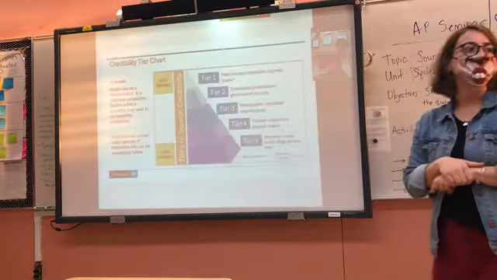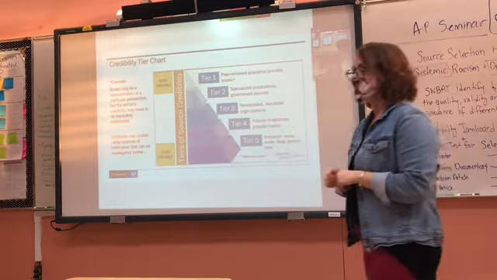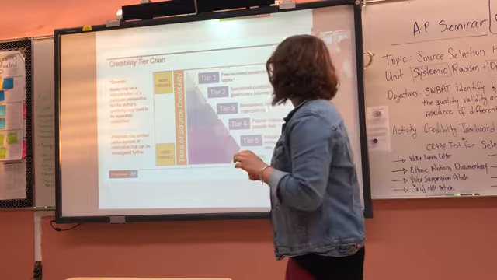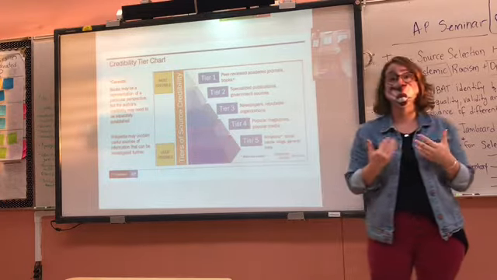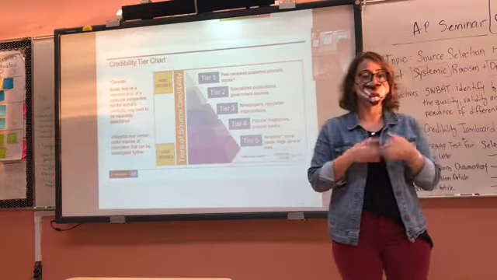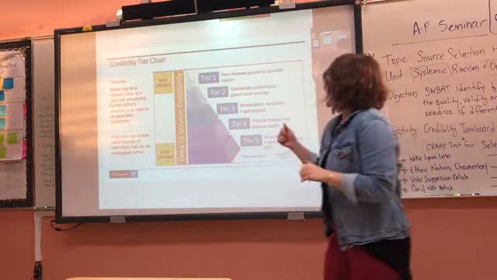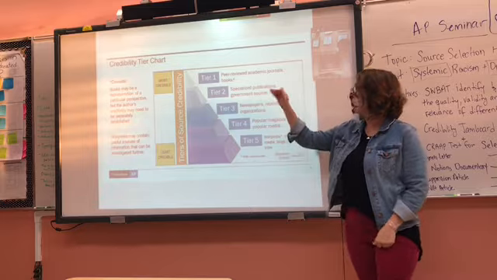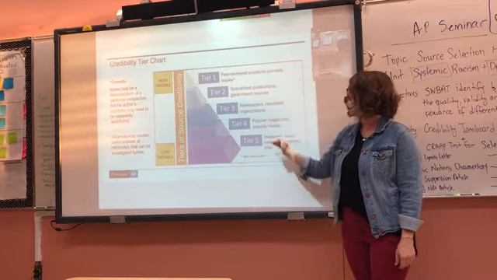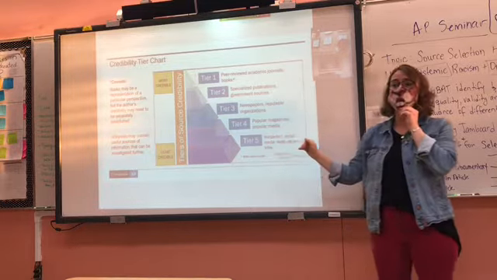Go next, please. Okay, so in AP Seminar, we're going to learn about tiering, credibility tiers. And this is very important when you're being evaluated. Basically, we have tier 1 being the most credible, and then tier 5 being the least credible.